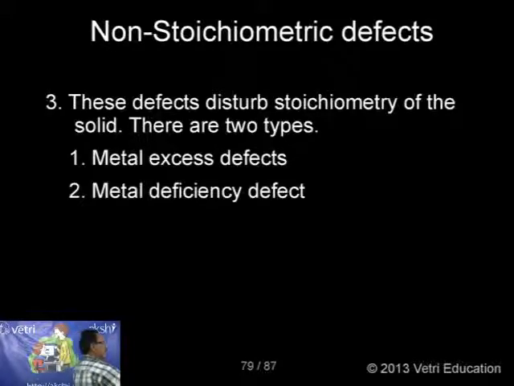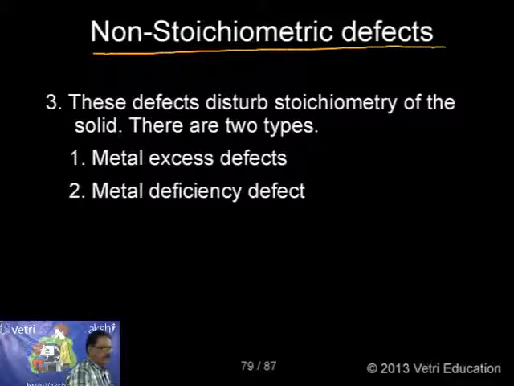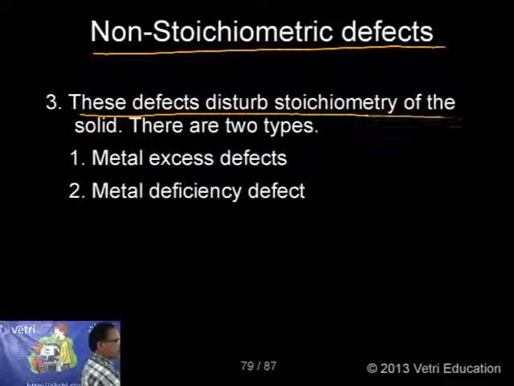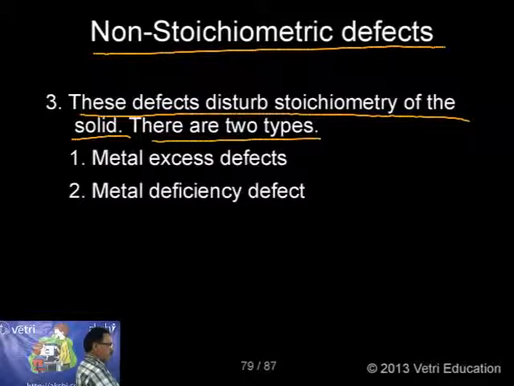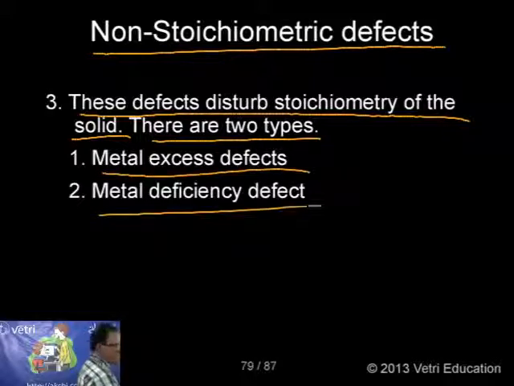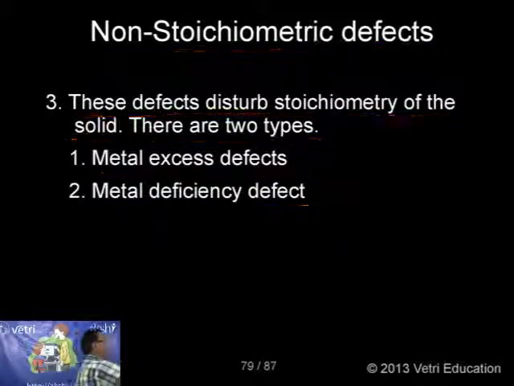Third type, non-stoichiometric defect. This is another interesting piece of information. These defects disturb the stoichiometry of the solid. There are two types among these: one is metal excess defect, the other is metal deficiency defect. Let me discuss these two defects.